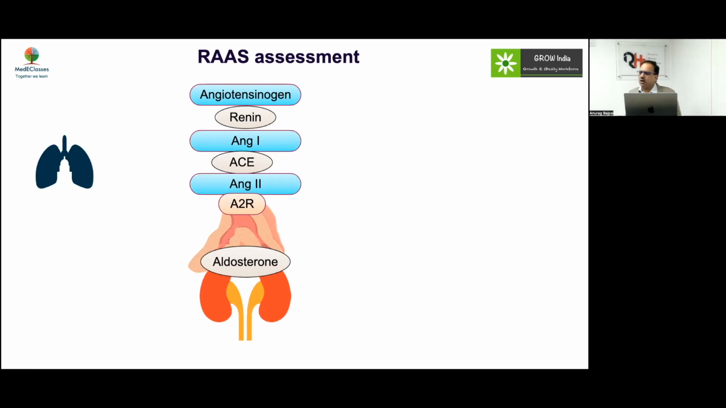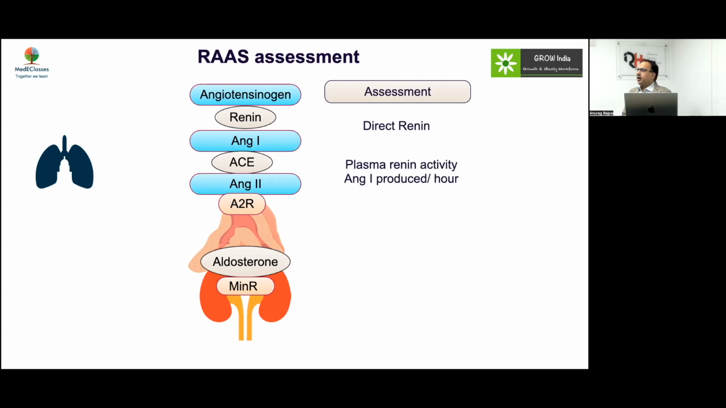And this aldosterone will then cause action on the mineralocorticoid receptor to assess. So if we talk about the renin-angiotensin-aldosterone system, the assessment can be done at the level of actual measurement of renin, which is a direct renin assessment, or a plasma renin activity. Now, direct renin is basically an immunoassay. Plasma renin activity is actually a bioassay. So we need to be careful when we differentiate. We'll talk a bit about how they are different and which is preferable in that regard.